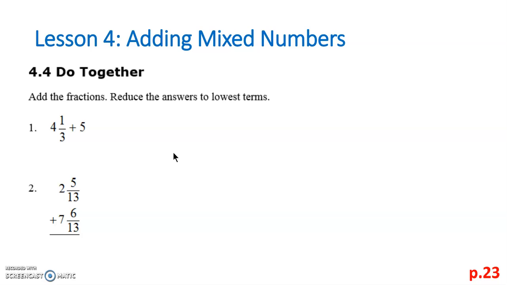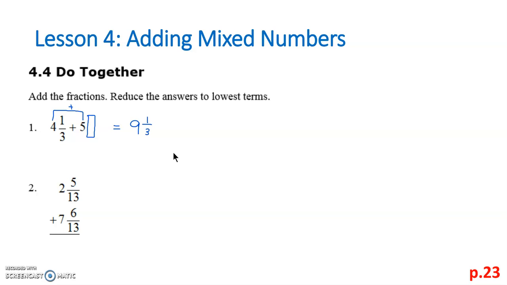Number 1, we have 4 1/3 plus 5. So you can notice here that this 5 is not a mixed number, it's just a whole number, so we don't have any fraction at all. So all we have to do is add our whole numbers here. So we can do step 1 for this. We add 4 plus 5 is 9, and we bring the fraction over. So 4 1/3 plus 5 is 9 1/3.